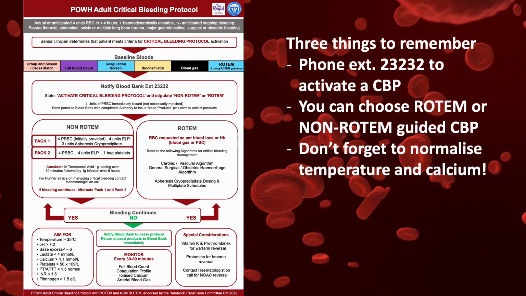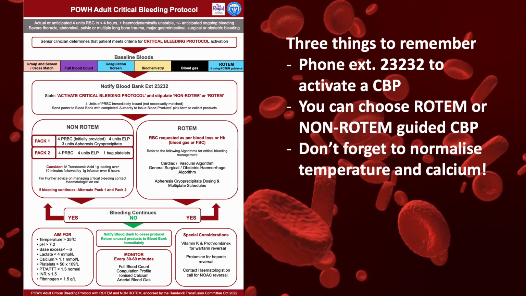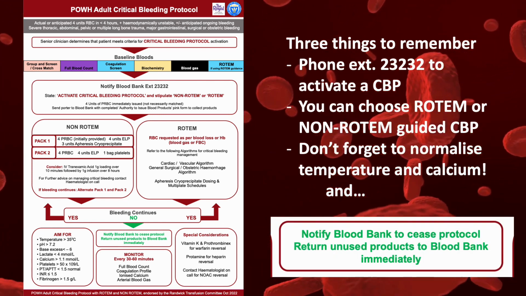Hopefully with the above protocol you'll be able to manage your bleeding patient successfully. Don't forget, when your patient has stopped bleeding, you must call blood bank to stand down the critical bleeding protocol.